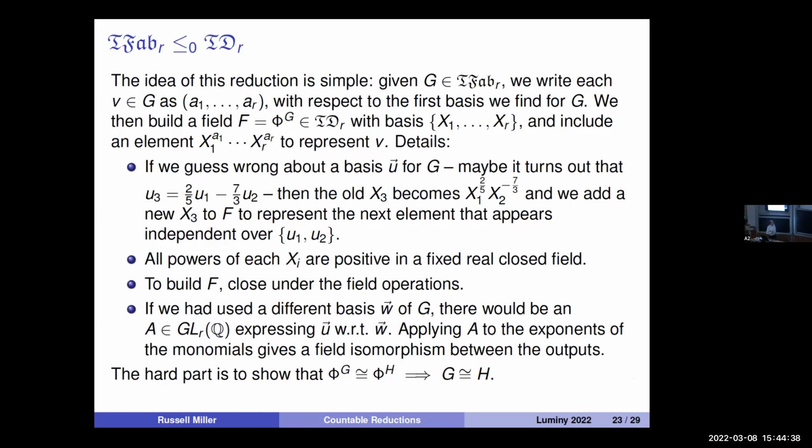Yeah, so the idea of this reduction is pretty simple. Again, the situation here is you're given a torsion-free abelian group, and you're supposed to compute a field of the same transcendence degree as the rank of the group.